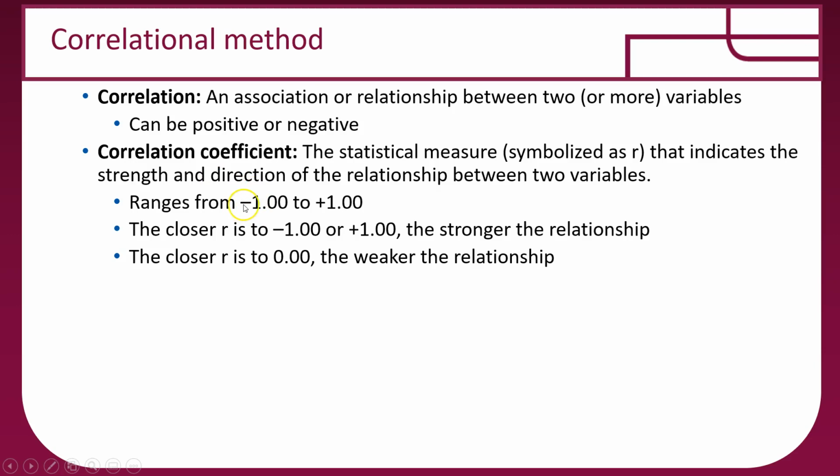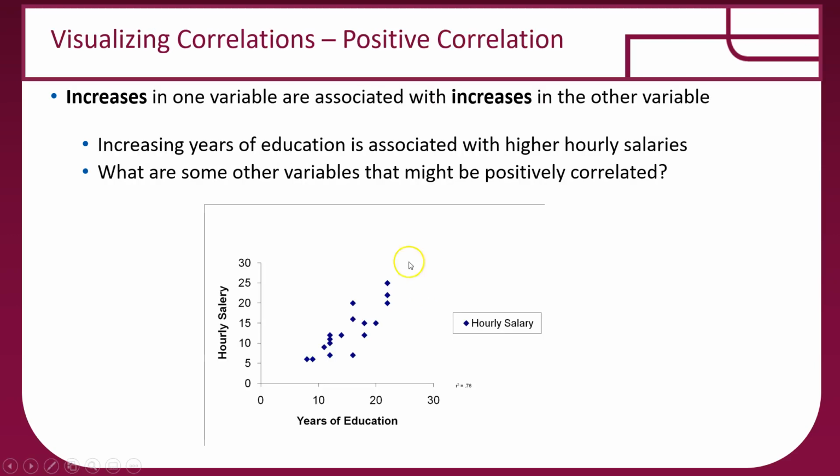Your correlation coefficient ranges from -1 to +1. That's it. So it's usually a decimal. It could be a positive or negative decimal. The closer your correlation is to -1 or 1, the stronger the relationship between the two variables. And the closer your correlation coefficient is to 0, the weaker the relationship. So what does that mean?